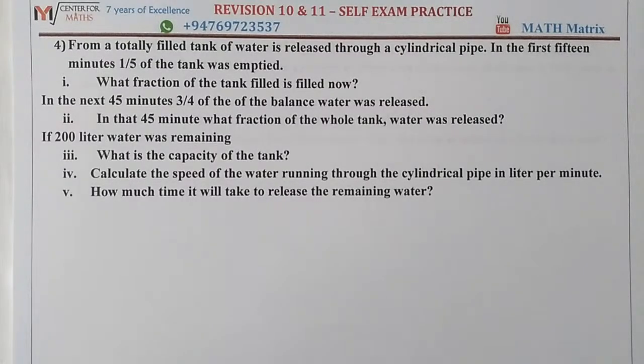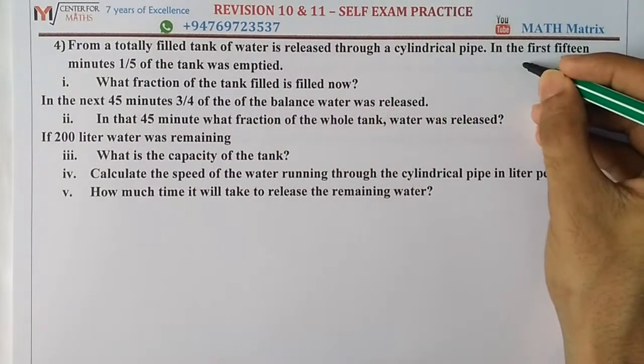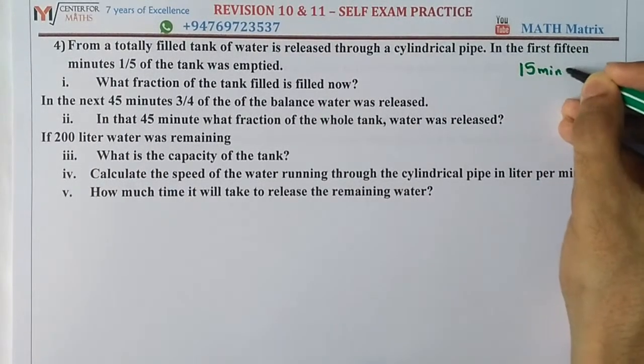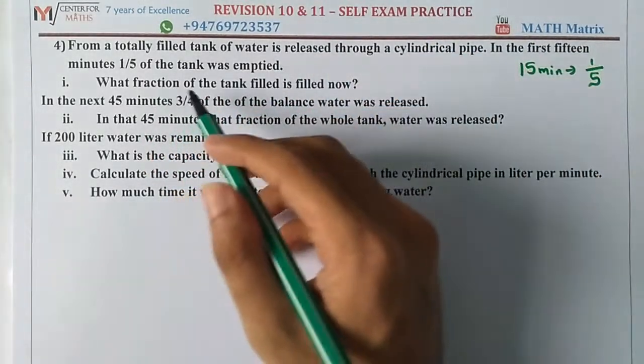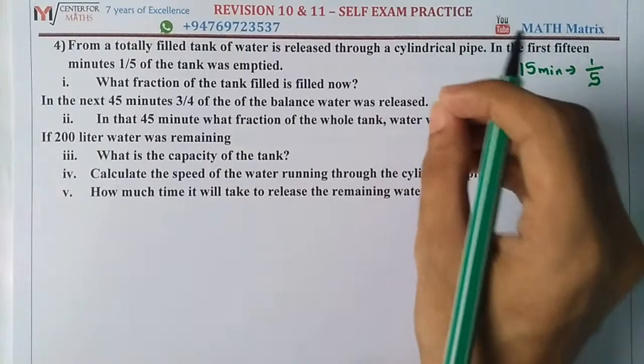Read these questions carefully. From a totally filled tank, water is released through a cylindrical pipe. In the first 15 minutes, 1/5 of the tank was emptied. What fraction of the tank is filled now? That means the fraction of the remainder. They're asking the remainder, right? So in first 15 minutes, keep this in your mind, 1/5 of the tank was emptied. What fraction of the tank is filled now?